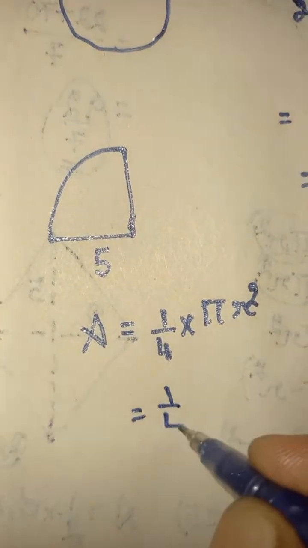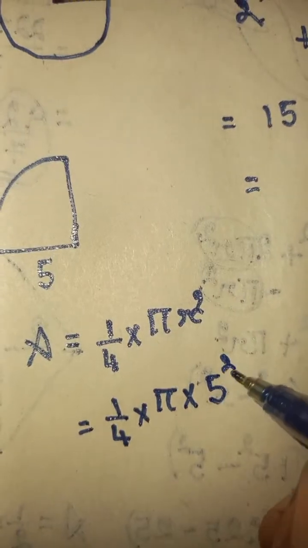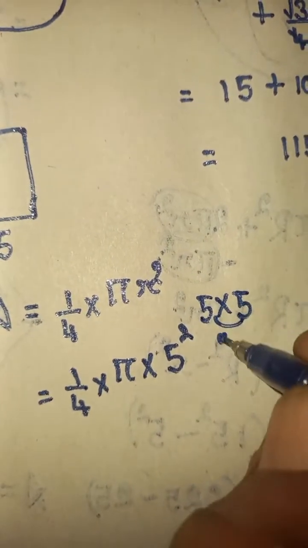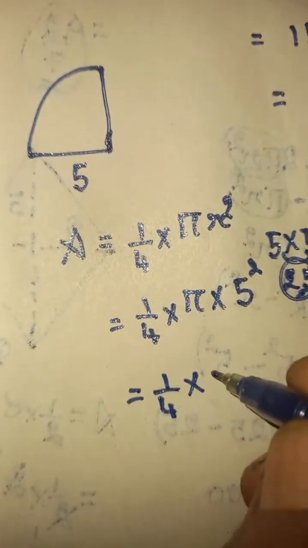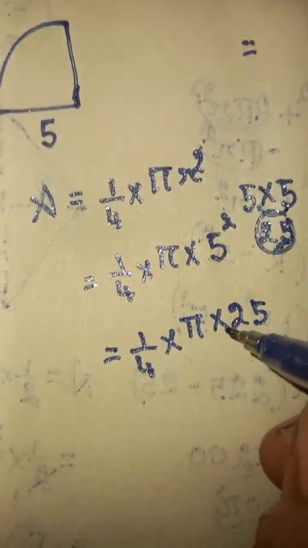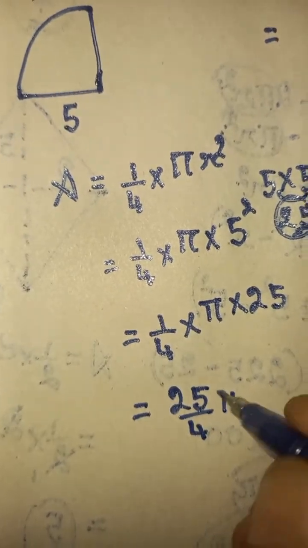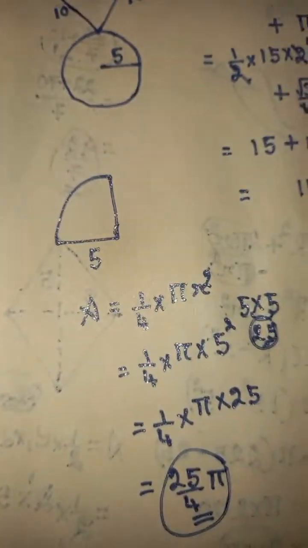So it becomes 1/4 of pi times the radius, which is 5 units, 5 squared. 5 squared is 5 times 5, which is 25. So this becomes equal to 1 by 4 times pi times 25. You cannot divide 4 and 25, so it becomes 25 by 4 pi square units. That is the area of this quarter of a circle.